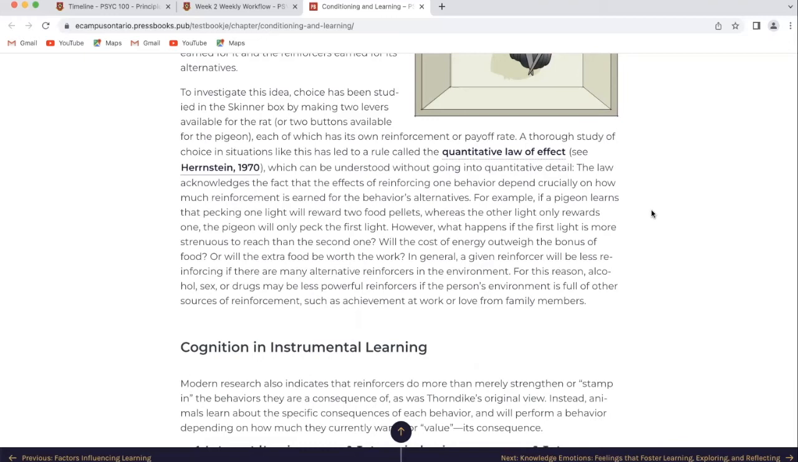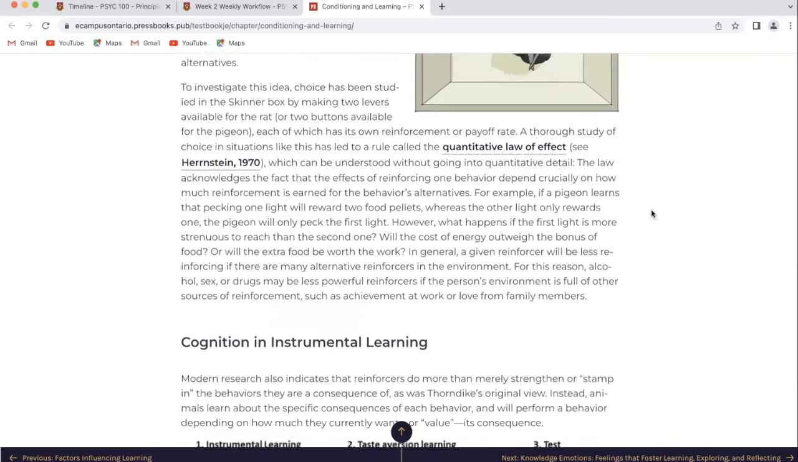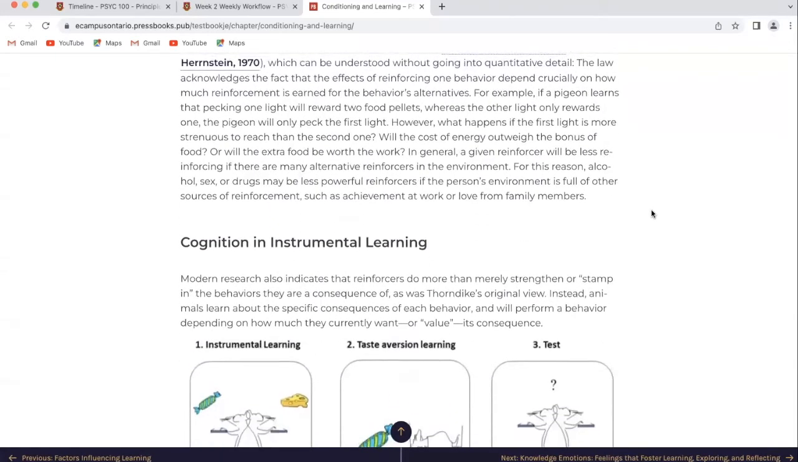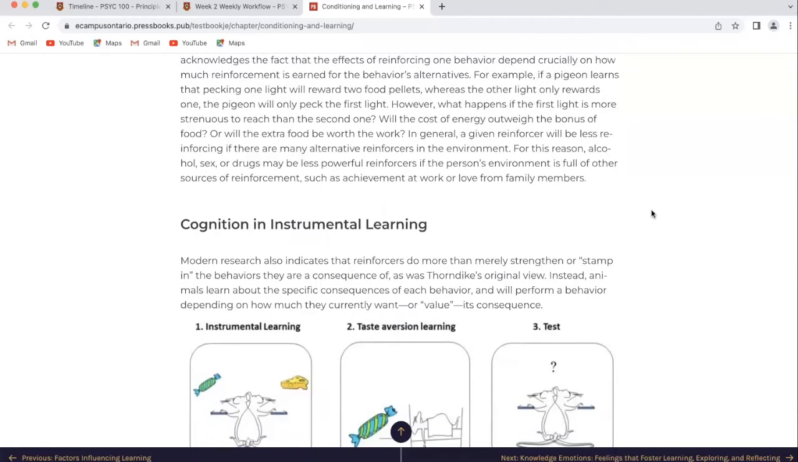The law acknowledges the fact that the effects of reinforcing one behavior depend crucially on how much reinforcement is earned for the behavior's alternatives. For example, if a pigeon learns that pecking one light will reward 2 food pellets, whereas the other light only rewards 1, the pigeon will only peck the first light. However, what happens if the first light is more strenuous to reach than the second one? Will the cost of energy outweigh the bonus of food, or will the extra food be worth the work?